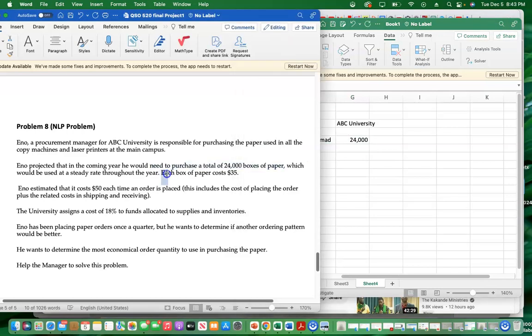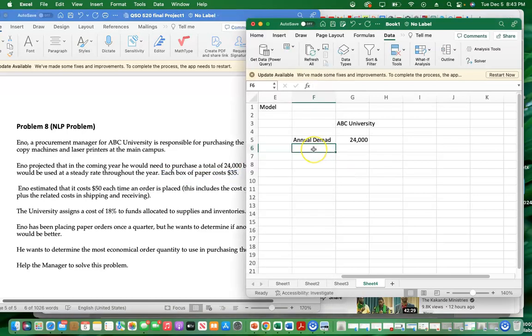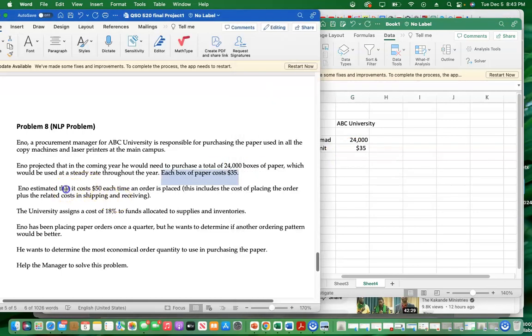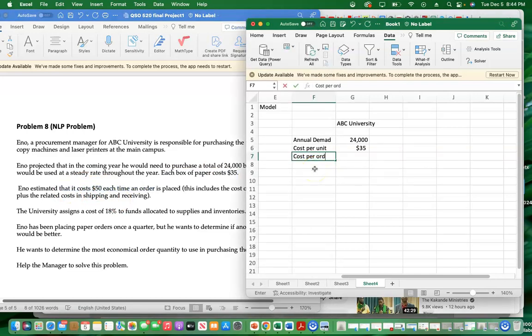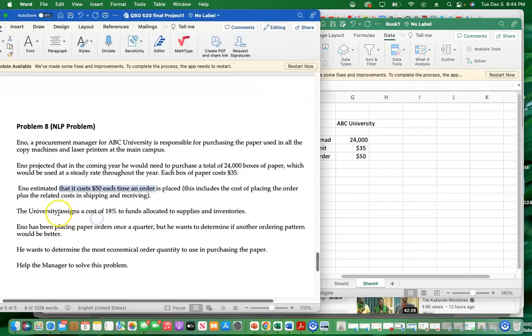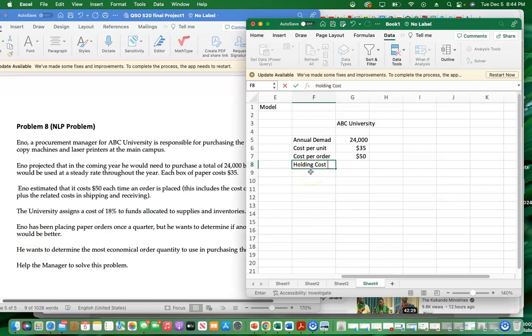And then you can see each box of paper costs $35. And so that is cost per unit, which is $35. And then we have cost per order, which is $50. And then we have the holding cost, which is 18%. Now, in this case, we can find the order quantity.